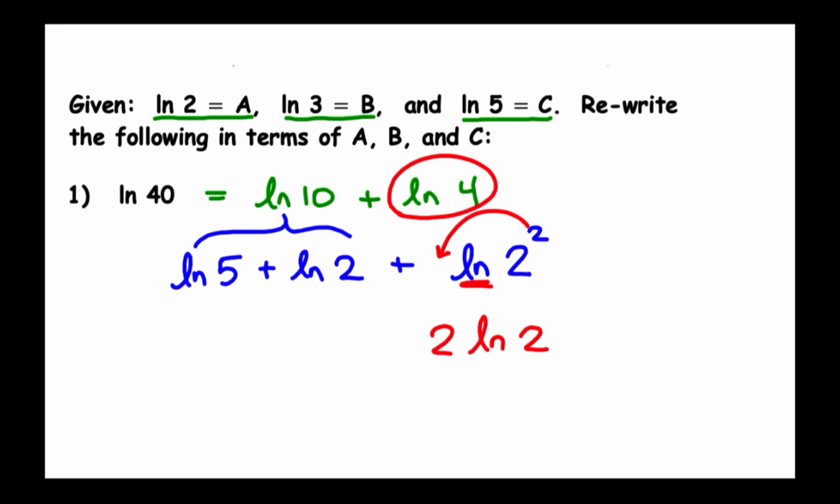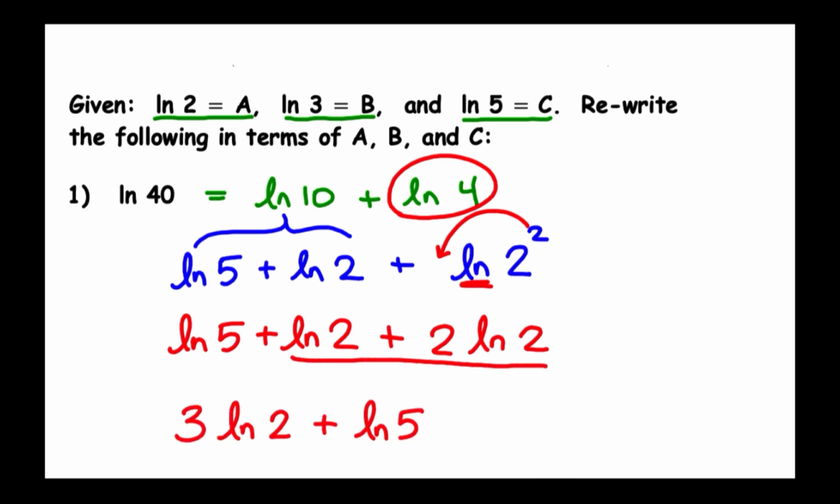So there is flexibility. If we bring the rest down, you can see that that's going to give us natural log of 5 plus 3 natural log of 2. Of course, my directions say rewrite the following in terms of A, B, and C. So we need to make the conversion. Remember that natural log of 2 is A, and natural log of 5 is C. So the answer is going to be 3A plus C.